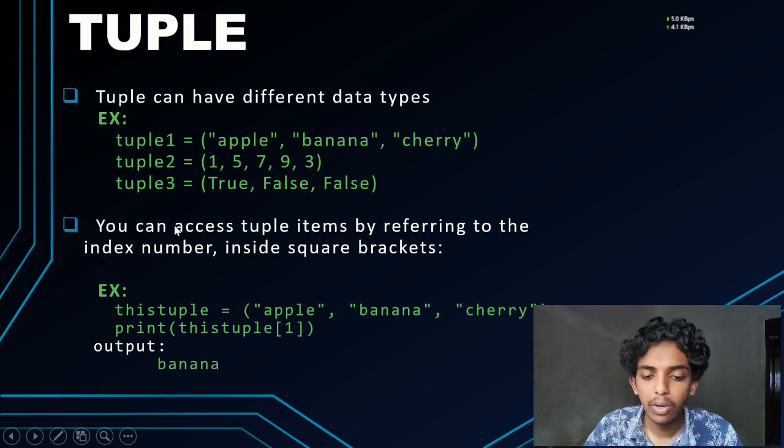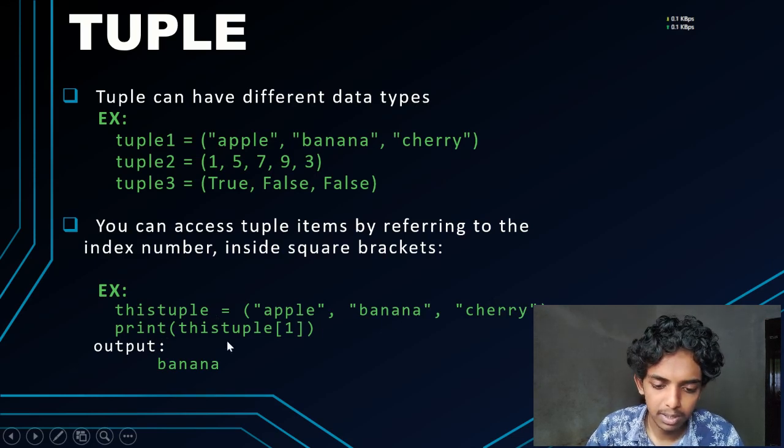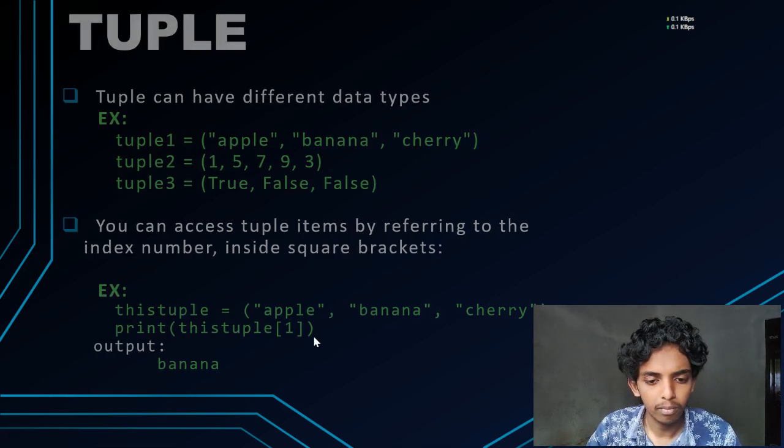Same as list, you can access tuple items by referring to the index number inside square brackets. If you want to access an element from a tuple, let's see this example. This tuple apple, banana and cherry is there, so print this tuple of 1. The index starts with 0 for apple, 1 for banana, 2 for cherry. So we want to print this tuple of 1, so banana will be printed. The item at index 1 will be printed.